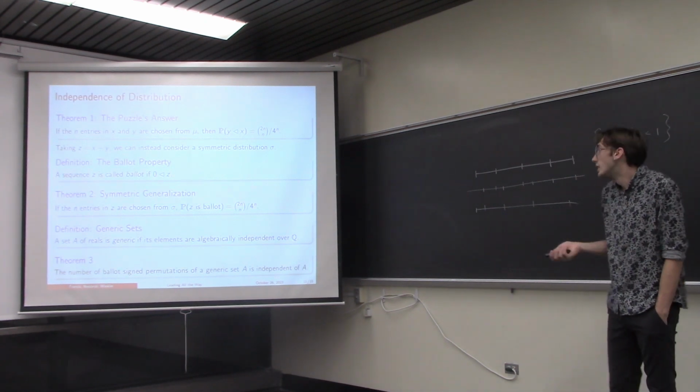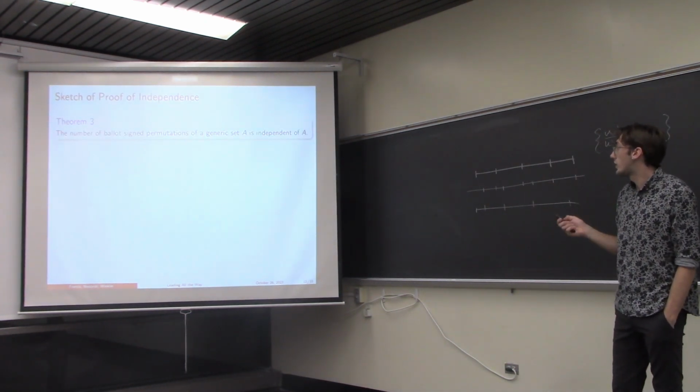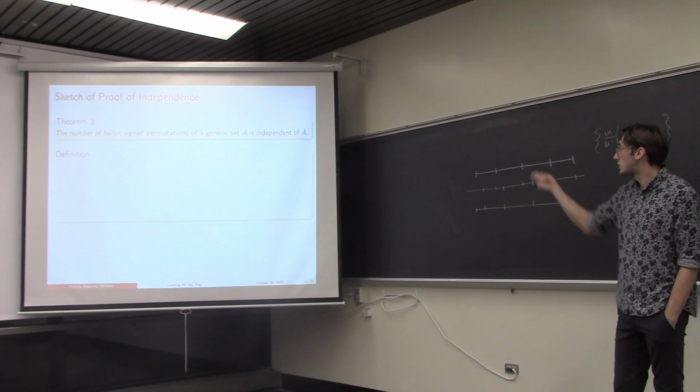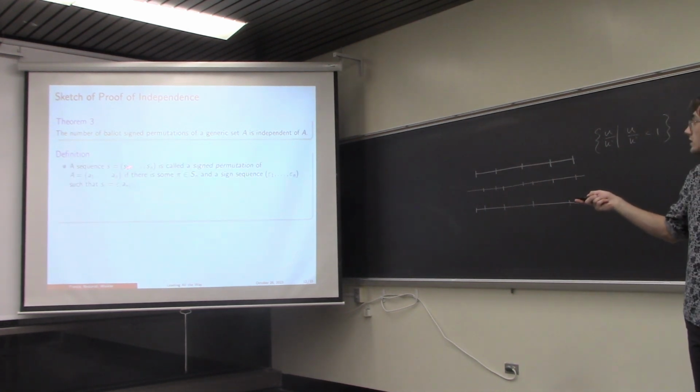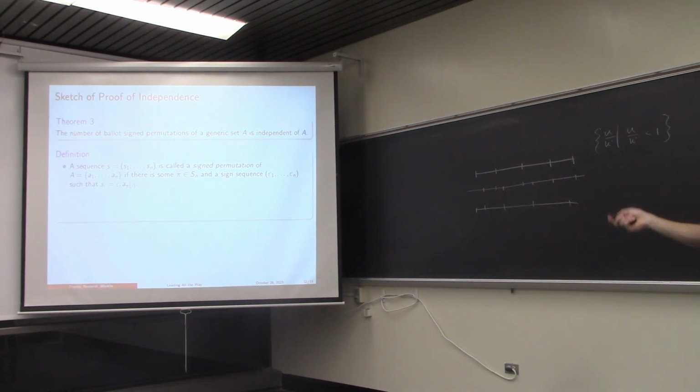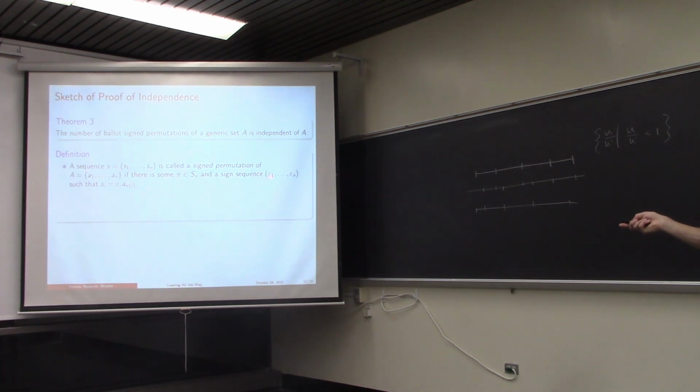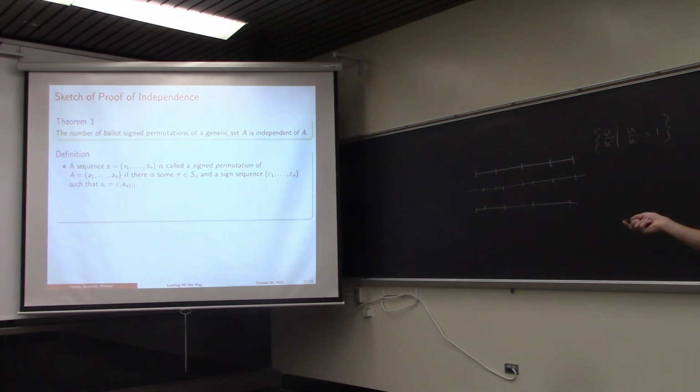So this is the tricky thing. Here is the theorem again, and let me just define some things. A sequence S1 through Sn is a signed permutation of a set A if there's some permutation pi in the symmetric group Sn and a sequence of signs epsilon i, each +1 or -1, such that Si is equal to epsilon i times A sub pi of i.